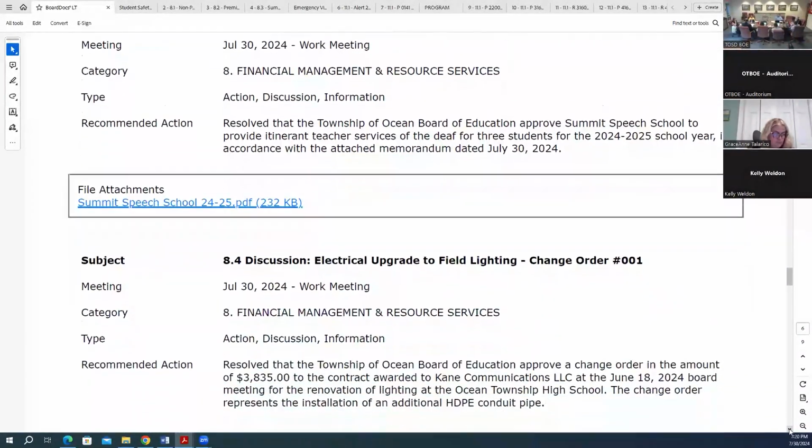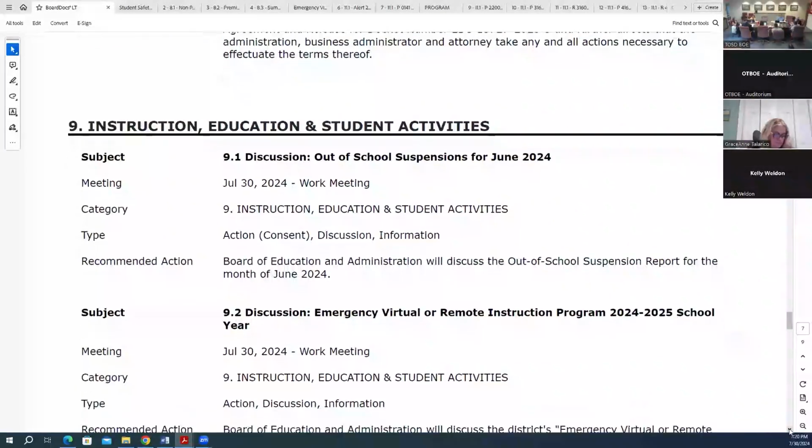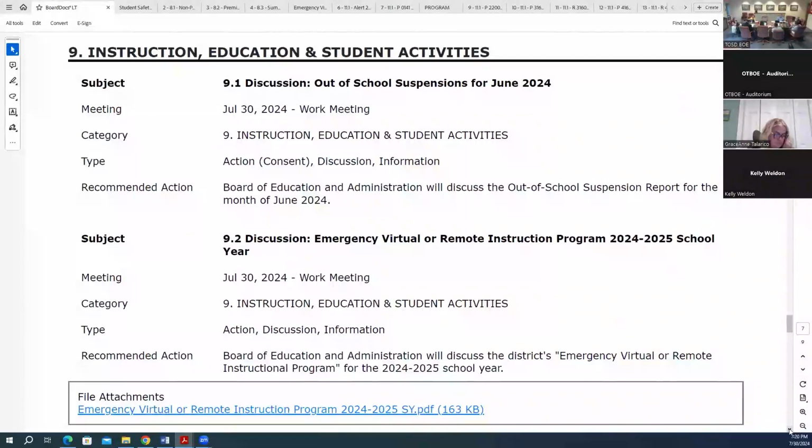All right, we will move on to instruction. Ms. Gilman? Yes, Madam President, we have two items for discussion. And we've already discussed 9.1. Leave that to Ms. Weldon.